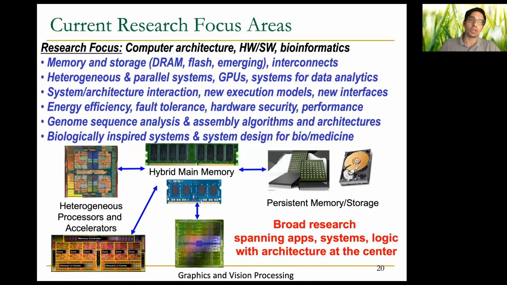And these are some of the current research focus areas in our group. The most important ones: computer architecture, hardware software co-design, and bioinformatics. But within these 3 big umbrellas, there are many more things like memory and storage systems, interconnects, heterogeneous and parallel systems, and GPUs, the main topic of this P&S, system architecture interaction, energy efficiency, fault tolerance, genome sequencing, and many more things, as you can see in the slides.